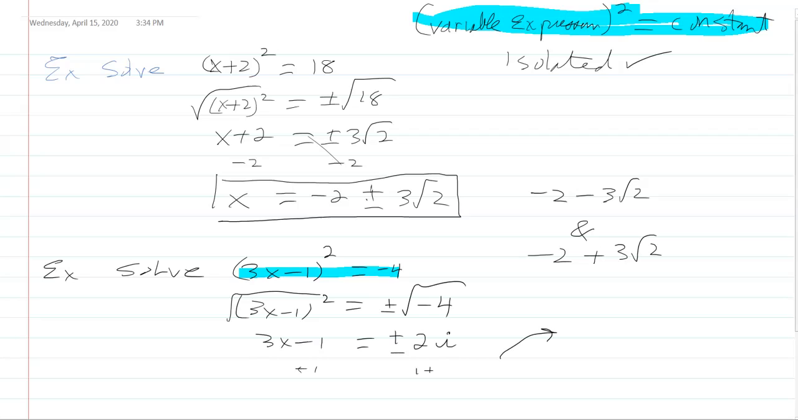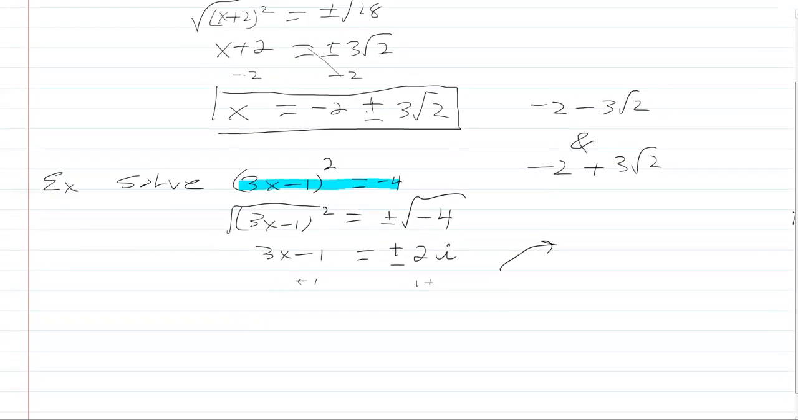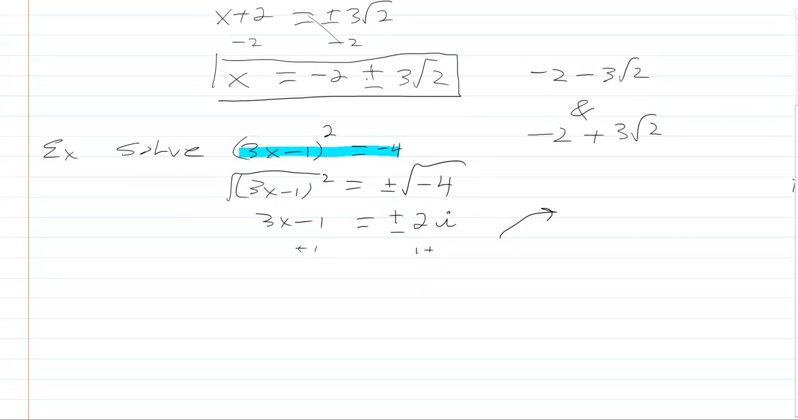Why don't I just scroll down a little bit if I can. Okay, there we go. So I'll add a 1. That means I have a 3x equals 1 plus or minus 2i. Okay, it's a complex number. You got to leave the 1 by itself. Now I got to divide by 3. So that's going to give me 1/3 plus or minus 2/3 i. And that's my answer.